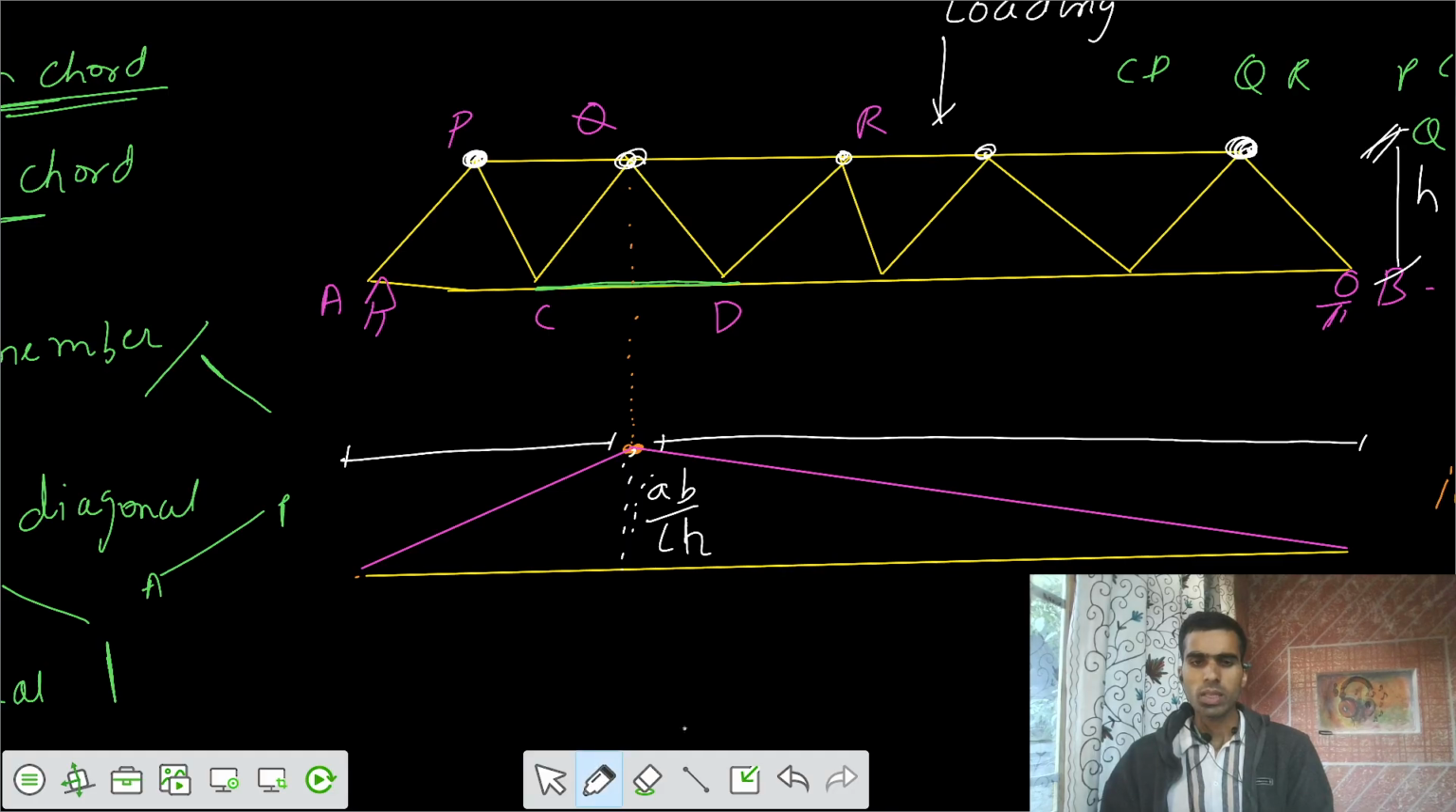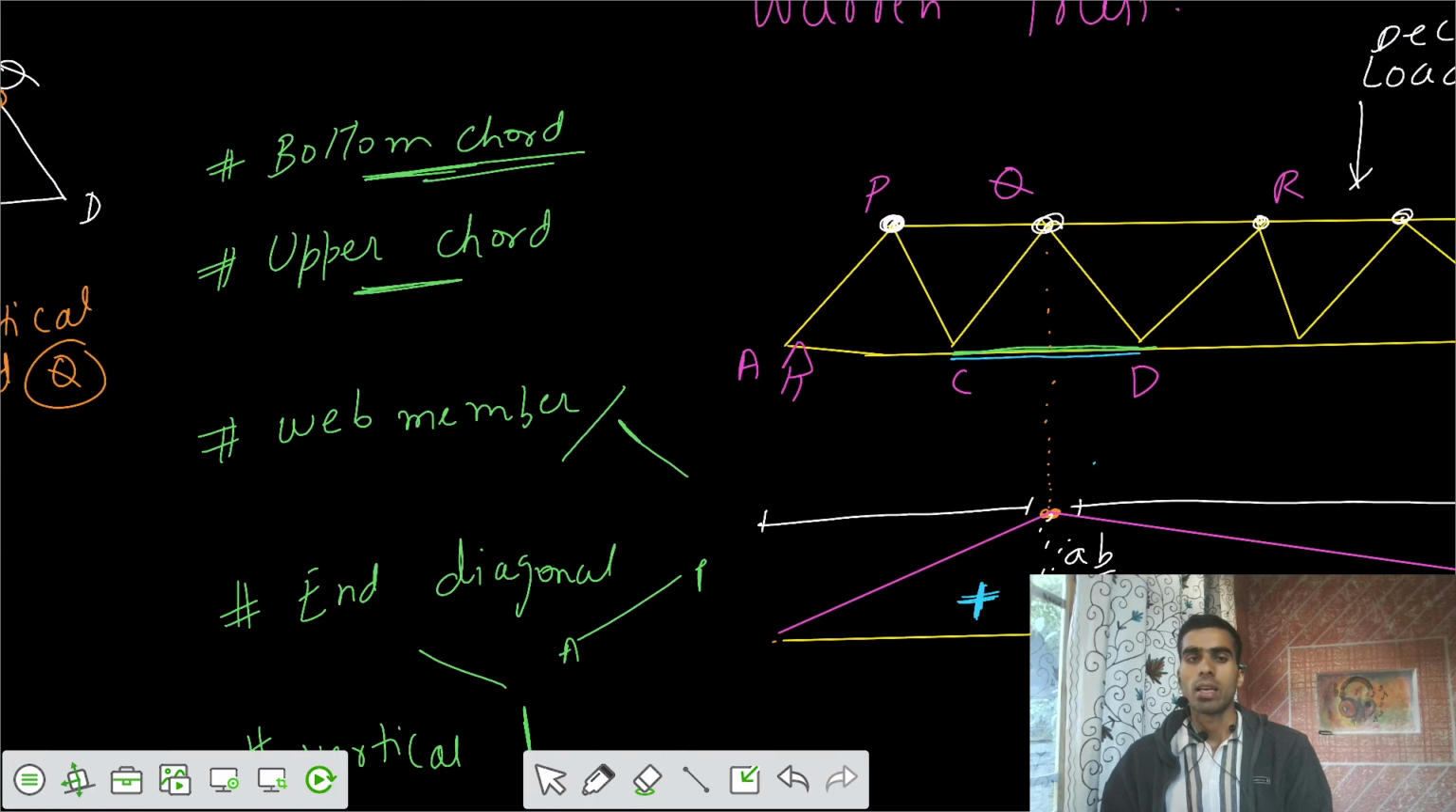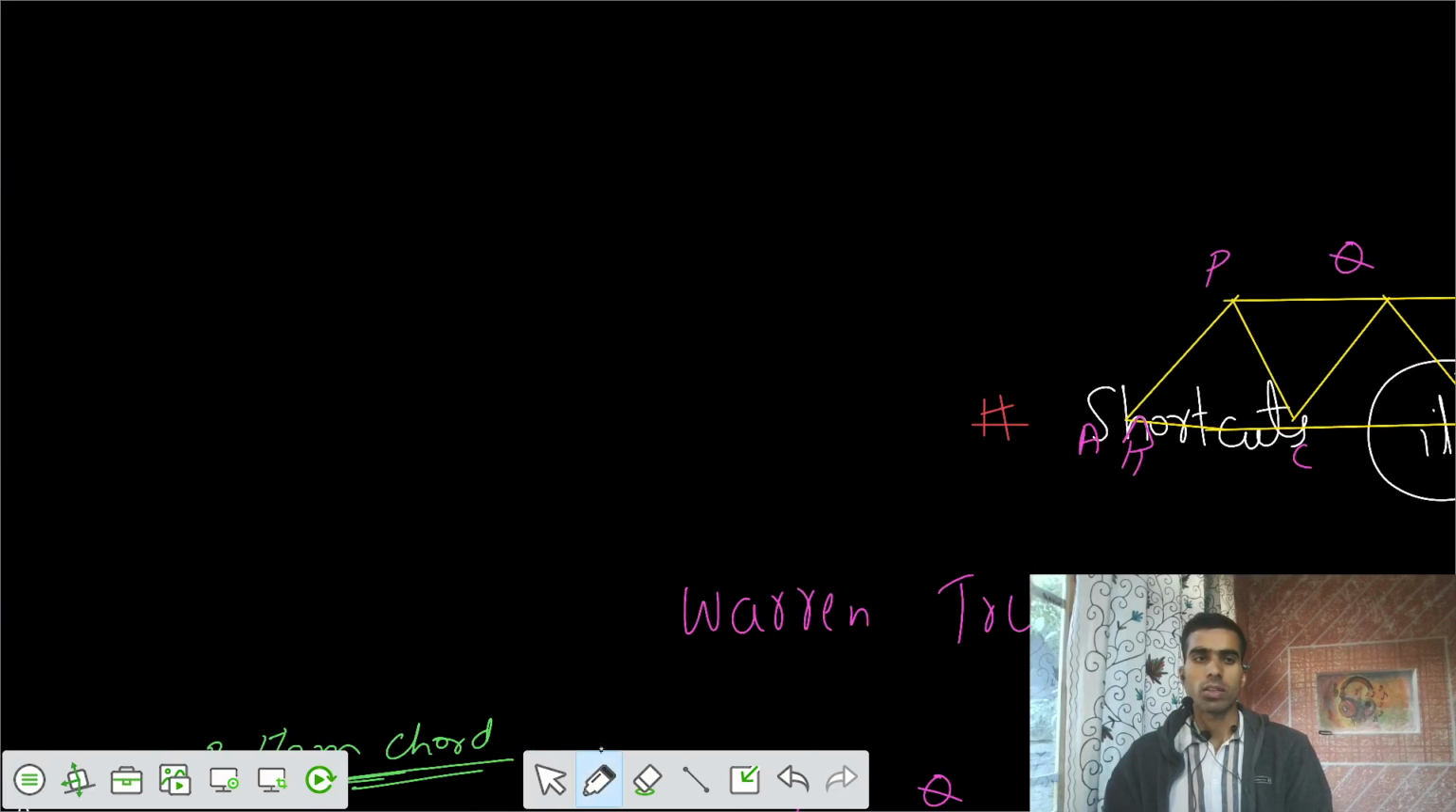Now you want to say whether this is positive or negative. CD is the bottom chord member, so for that we have a tensile, positive ILD. Let's finalize that. These are the rules for drawing these shortcuts.